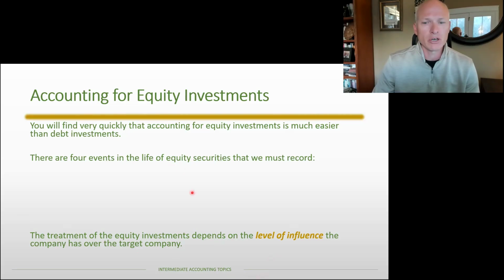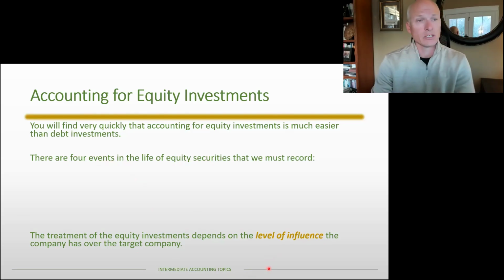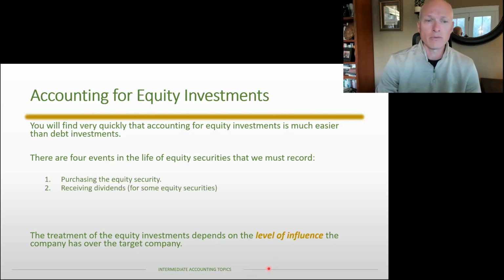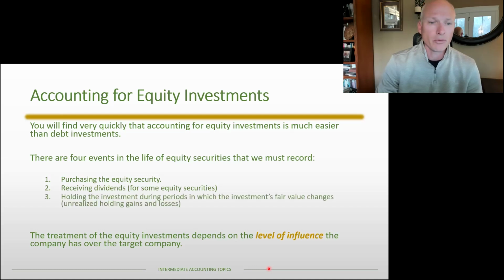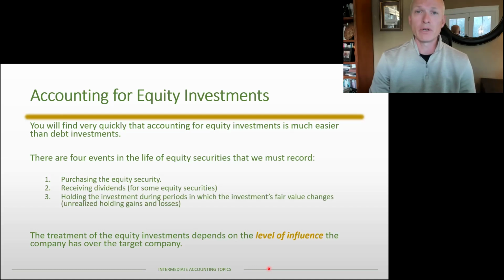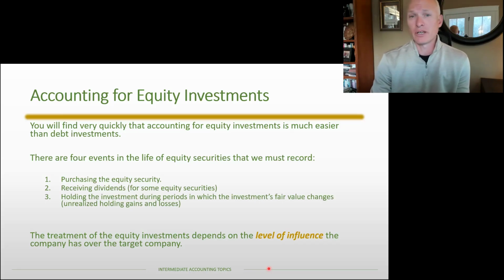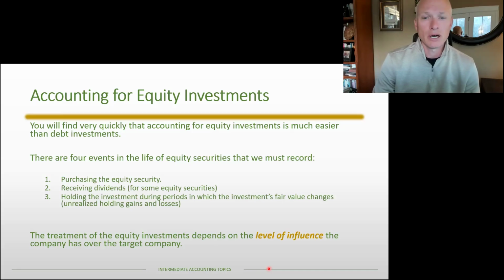So when we talk about equity securities, very quickly, there are basically four events that we need to focus on or potentially need to include in our transactions. One is when we purchase the equity security. Two is receiving dividends. Three, we're going to hold the equity security, so that's going to create gains and losses. And even for some methods, those gains and losses might be based on net income. Others might be based on changes in fair value. And then obviously at some point we're going to sell the investment as well.